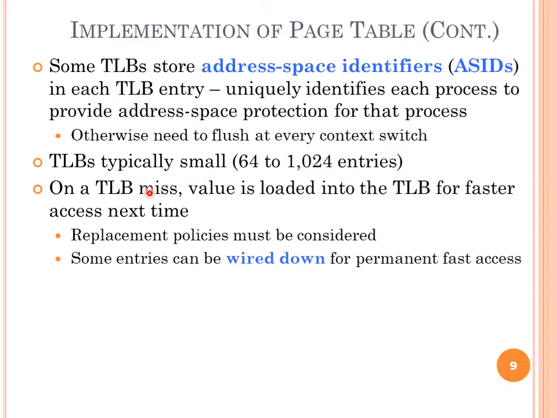There may be a TLB miss. In that case, the value is loaded into the TLB for faster access next time. A miss indicates that the particular frame or page is not available. So in that case, it is loaded into the TLB so that the next time it is available in the TLB. So this miss can be avoided by using the page replacement policies, which are discussed further.